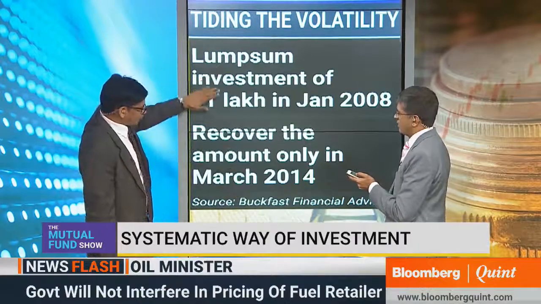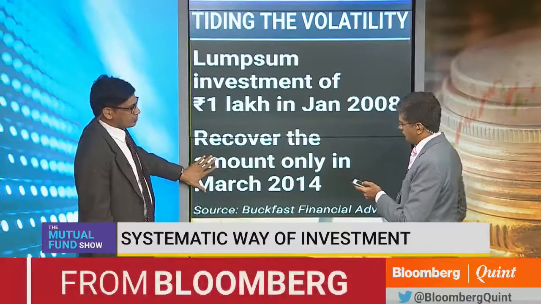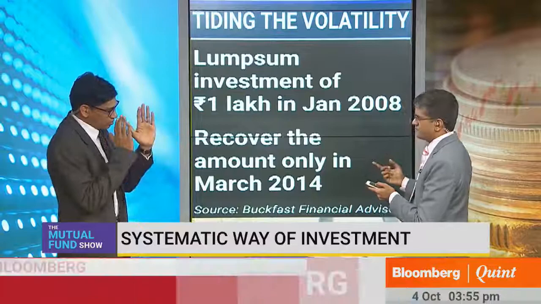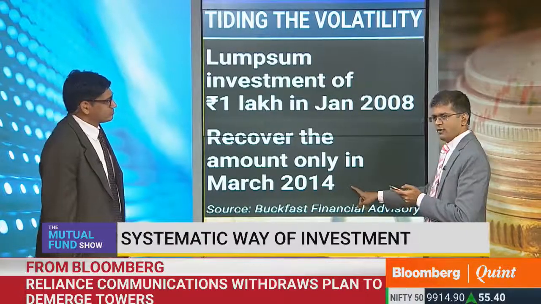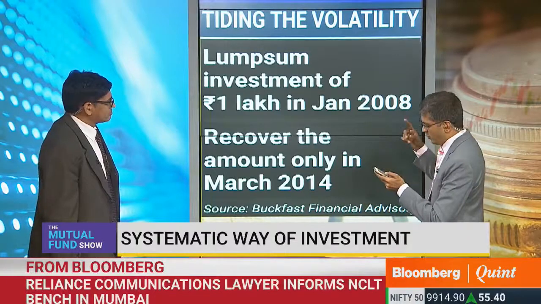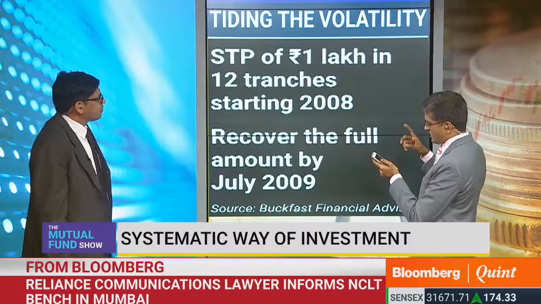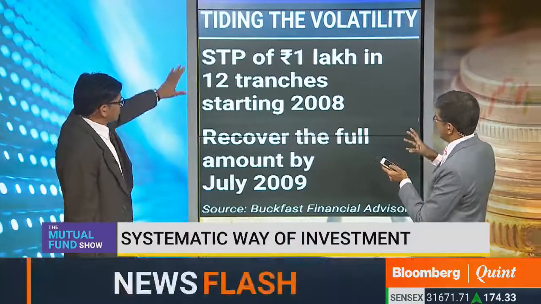So you had 1 lakh rupees, and it took 6 years to recover it. Suppose you invested just one time. If it was lump sum investing, the amount would have been recovered only in March 2014. Now, next plate, you will see what happens if you did a systematic transfer plan.